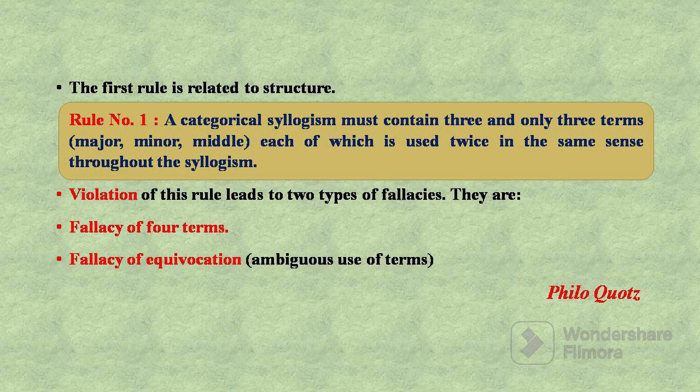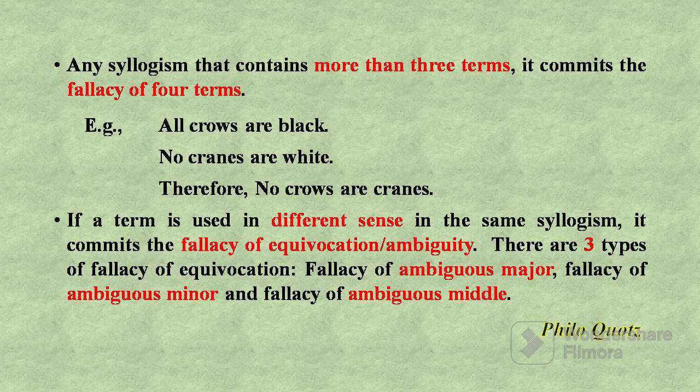Violation of this rule leads to 2 types of fallacies. They are fallacy of 4 terms and fallacy of equivocation, or ambiguous use of terms. Any syllogism that contains more than 3 terms commits the fallacy of 4 terms. For example, all crows are black, no cranes are white, therefore no crows are cranes. In this syllogism, there are 4 terms, that is crows, black, cranes and white. That's why it commits the fallacy of 4 terms.